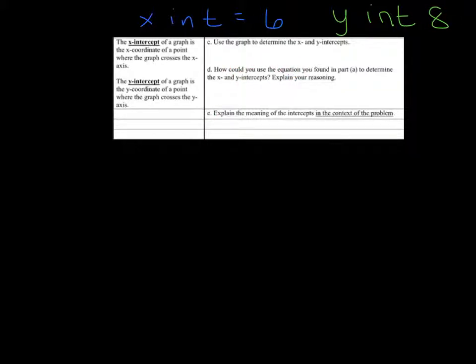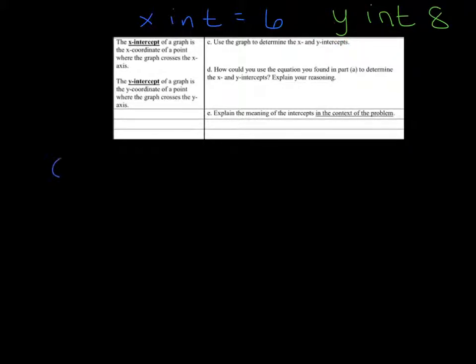I want to talk about C first. I'm sorry, that's an E. About E first, explaining the meaning of our intercepts in the context of the problem. So if you think back to the very beginning, this problem was about selling pounds of cheese. We said that X was pounds of Swiss and Y was pounds of cheddar.